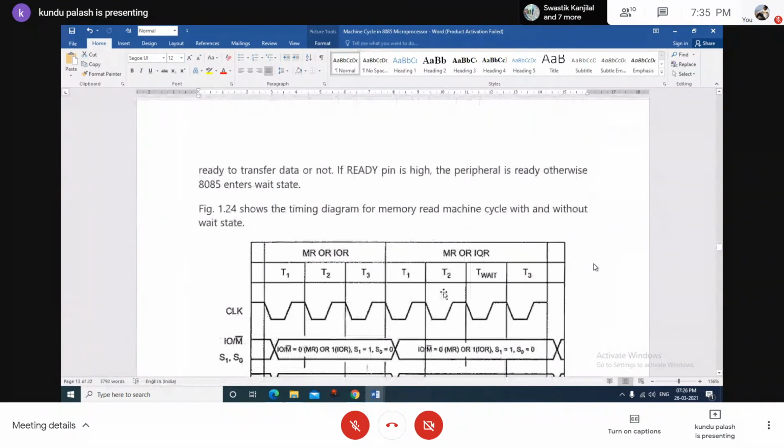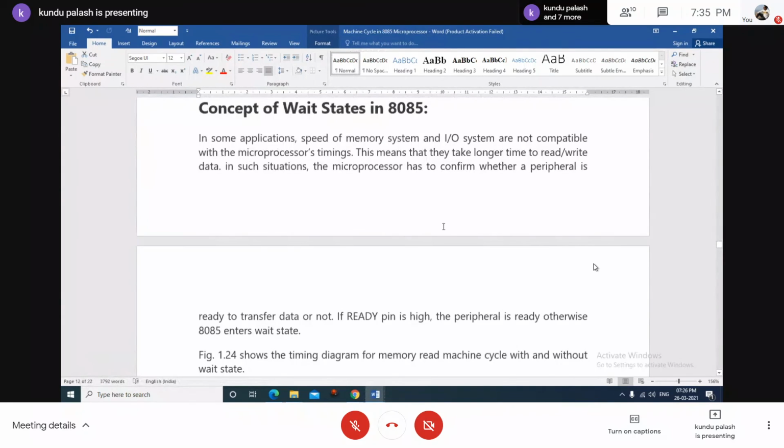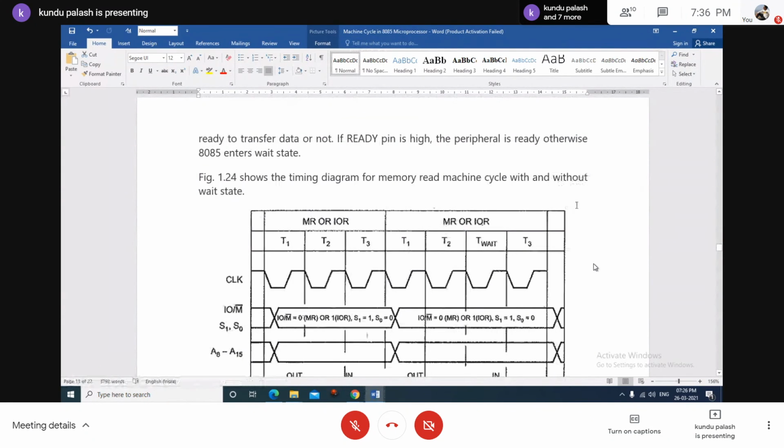Another thing is wait states. What is meant by wait states? Generally, the microprocessor will transfer data to and from the IO or the memory in a sequence of opcode fetch cycles and memory read bar, IO read bar, or memory write bar, IO write bar machine cycles for data transfer. But sometimes the memory or the IO devices may be slower. So that's why there is a ready input signal to the microprocessor. You can notice.